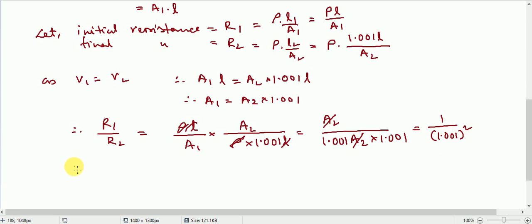That means R2 equals 1.001 whole square into R1. It is approximately equal to 1.002 R1.